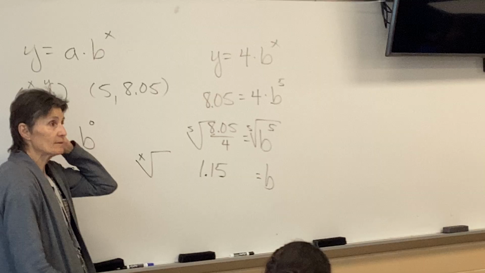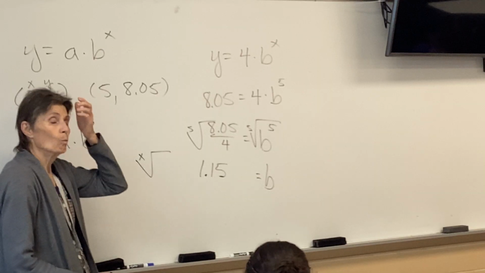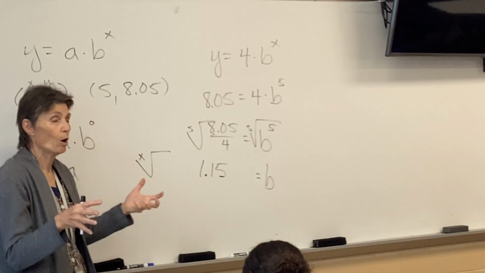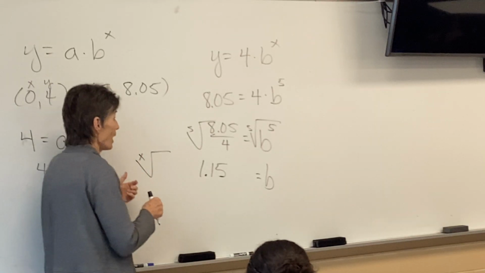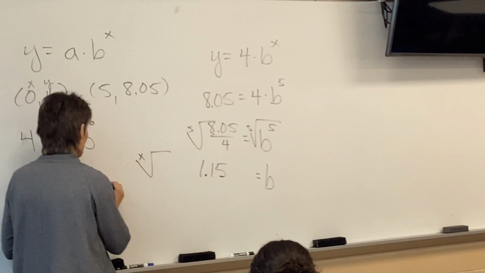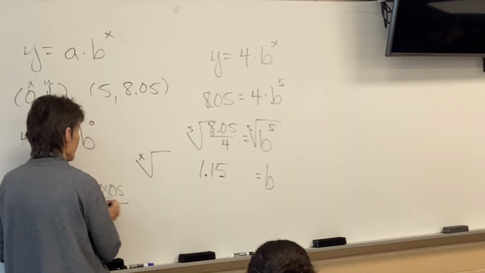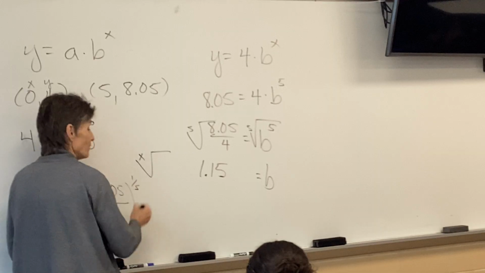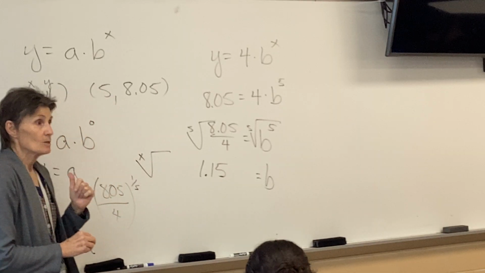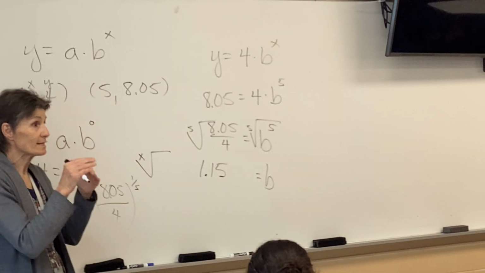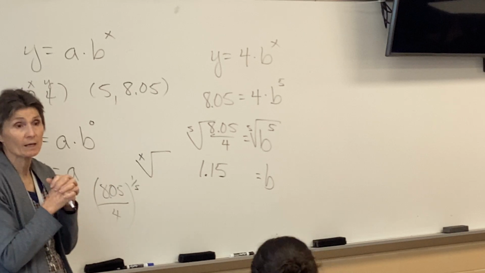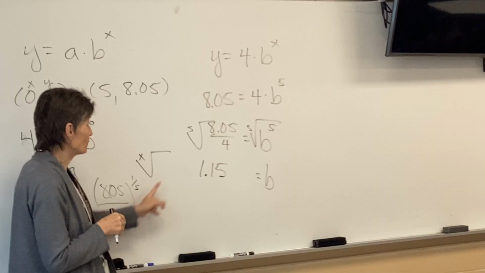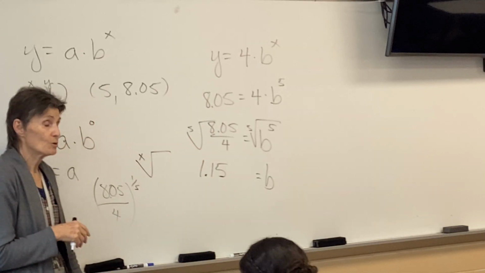Now, I said there were two options. One option is to use your exponent button, that will always work. Another option is to remember that if you want a fifth root, you can raise it to the 1/5 power, which accomplishes the same thing. Remember, fractional exponents are roots, so you can do it either way.